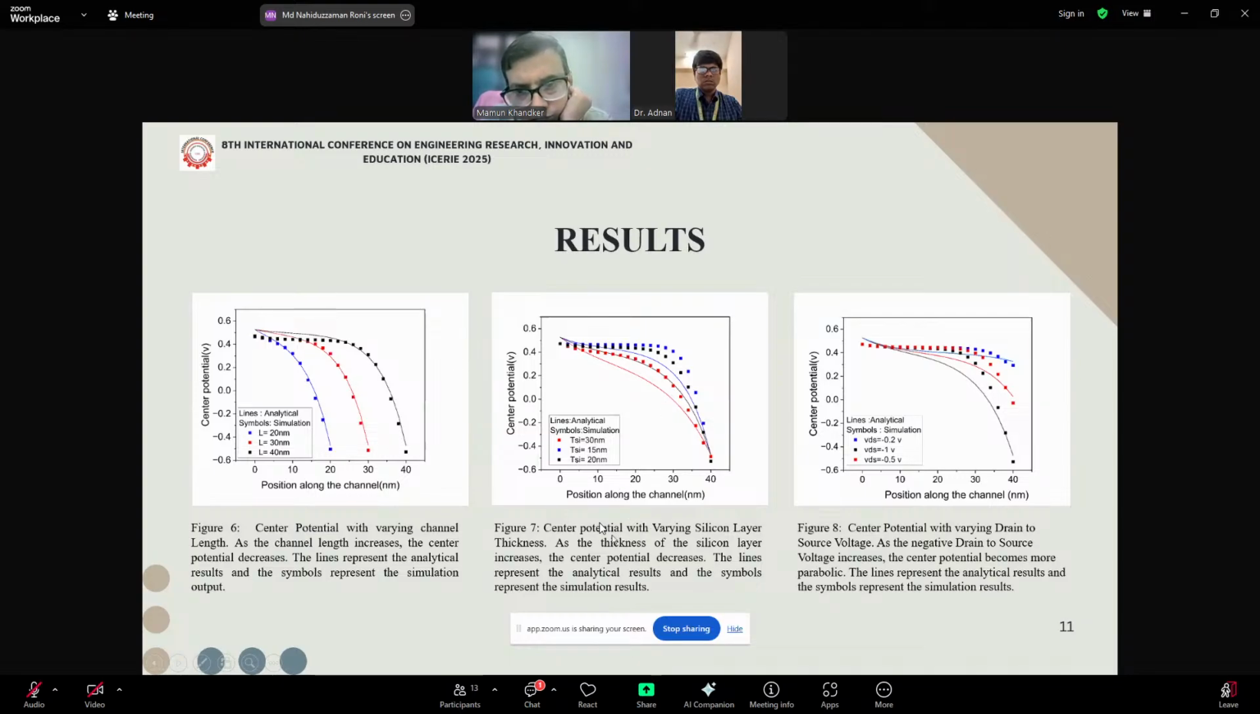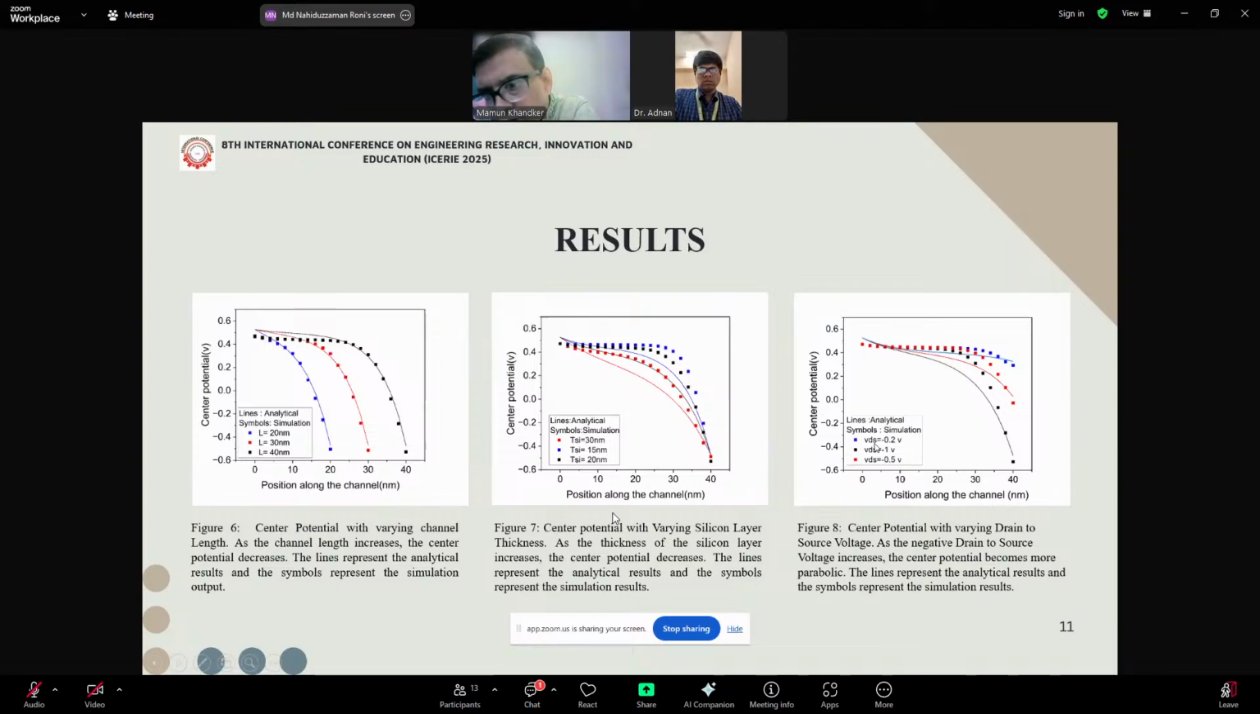And at figure number 7, we can see that as the silicon thickness decreases, the center potential increases. It is because as the silicon thickness decreases, the electrode gets closer to the center. Therefore, it can accumulate more holes at the interface of oxide and silicon. Therefore, center potential increases.